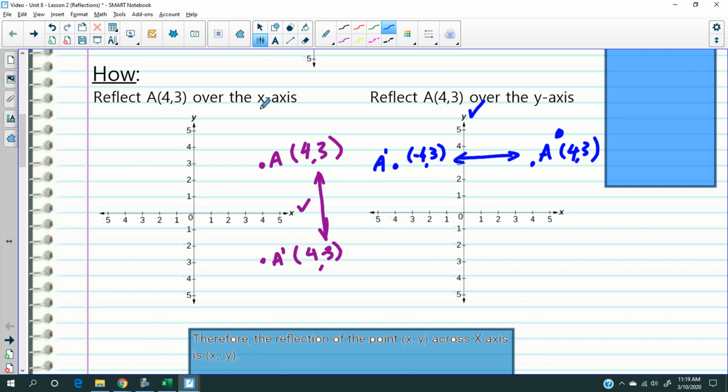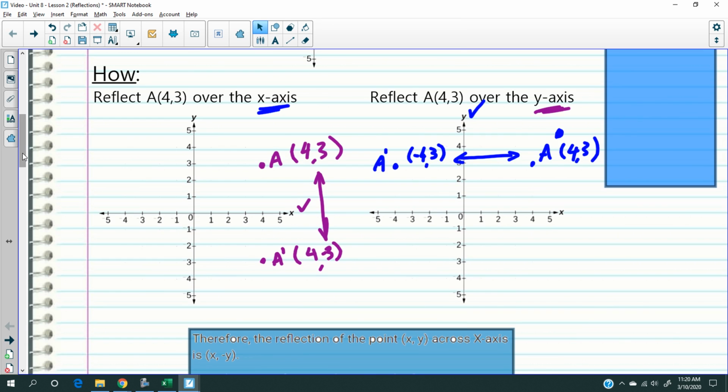If you reflect over the x-axis, the y value becomes its opposite. The x stays the same, the y goes to its opposite number. So from 3, it would become a -3. On the other hand, when you flip over the y-axis, guess who stays the same? The y value. Notice how the 3 stays the same, but what happened to the x? It went from 4 to -4. It becomes its own opposite value.